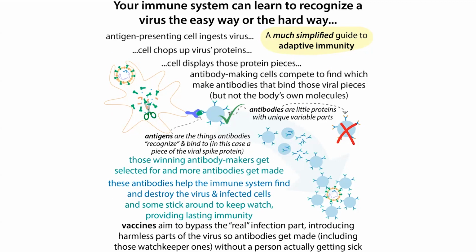And then some of those are going to fight the virus, and some of them are going to stick around and keep watch, so that if the virus infects again, now your body knows it's foreign and knows to attack it. So this is the basic idea of vaccines: to try to bypass the actual infection part and get your body to select those antibodies that recognize the virus without actually making a person sick.